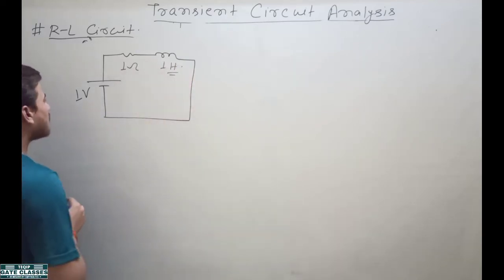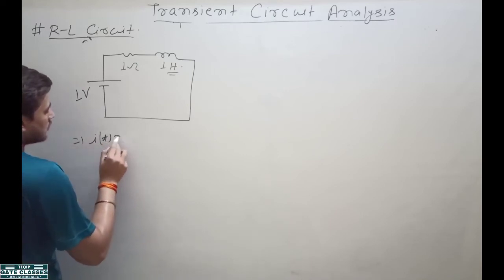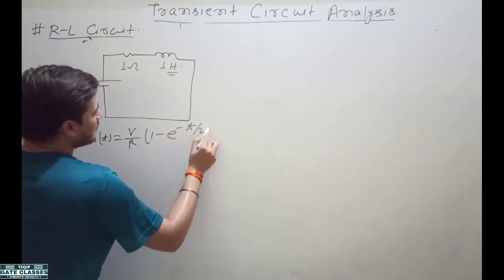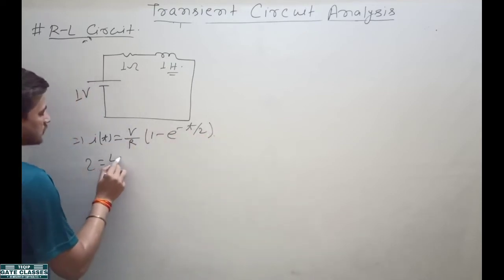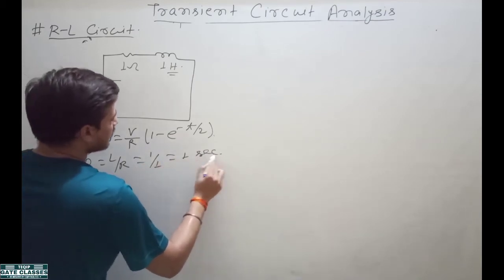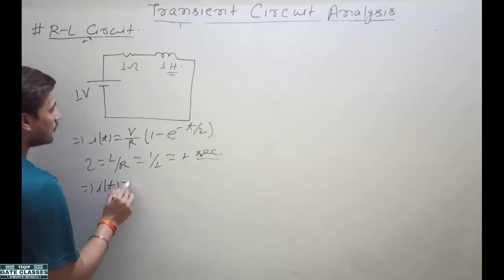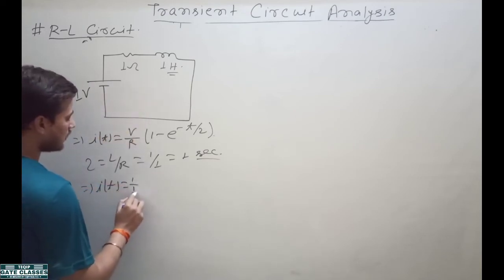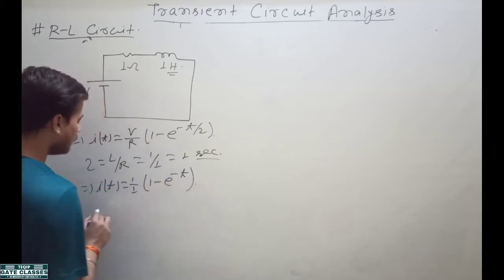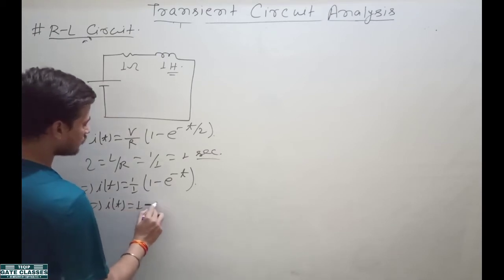Now you have to write the expression for current. So current is equal to how much? Here V by R into 1 minus e to the power minus t by tau. Tau is equal to how much? L by R, which is 1 by 1, that is 1 second. Tau is equal to 1 second. So you write I(t) will be equal to V by R, that means 1 by 1, into 1 minus e to the power minus t by tau. Tau is equal to 1. So I(t) is equal to 1 minus e to the power minus t.